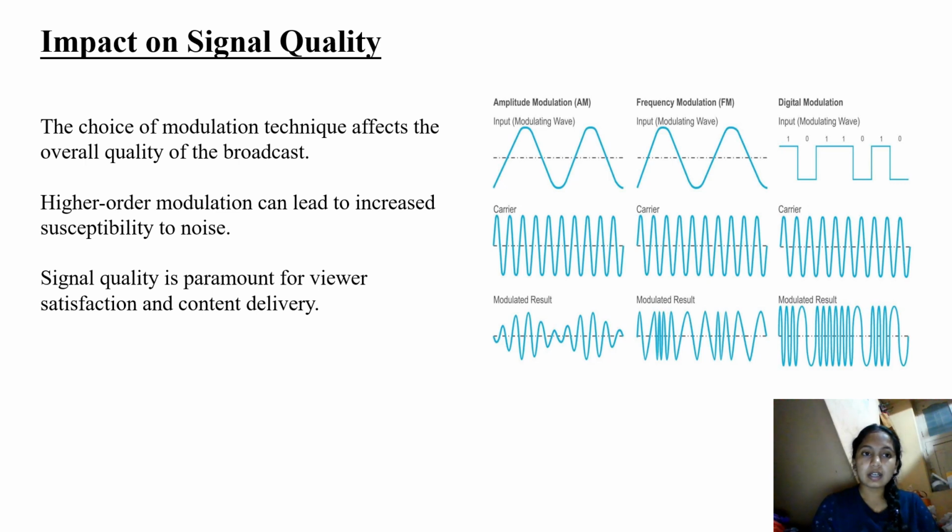So next, it's the impact on signal quality. The choice of modulation technique affects the overall quality of the broadcast. Higher order modulation can lead to increased susceptibility to noise. So signal quality is paramount for viewer satisfaction and content delivery.